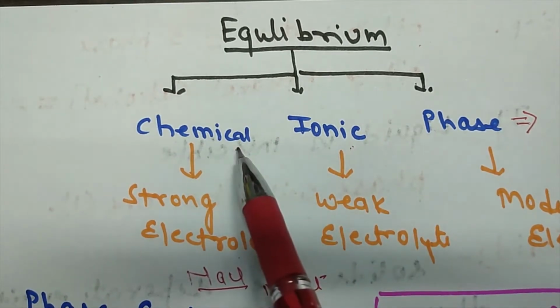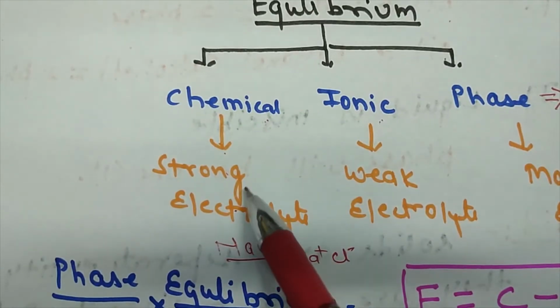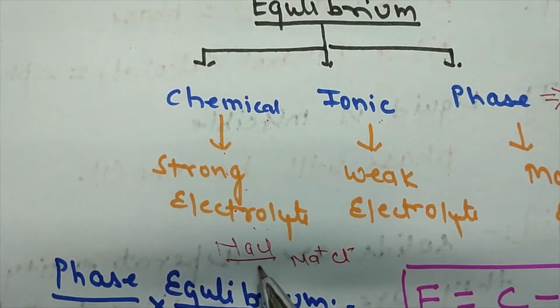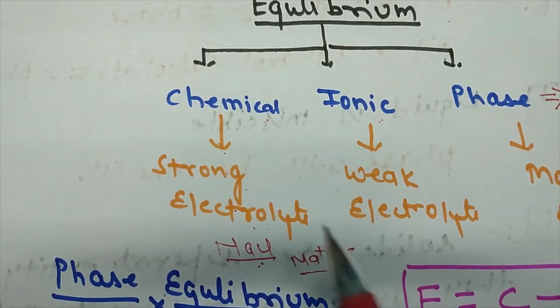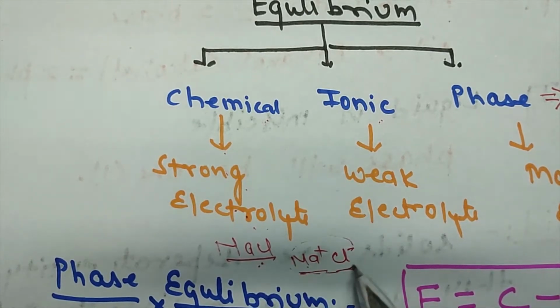What is chemical equilibrium? It is simply used for the strong electrolyte. Strong electrolyte means any chemical compound which easily dissociates into ions is known as a strong electrolyte. Okay?